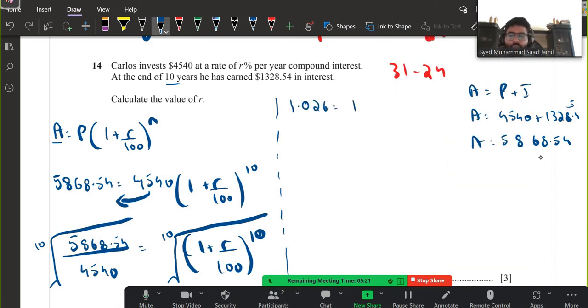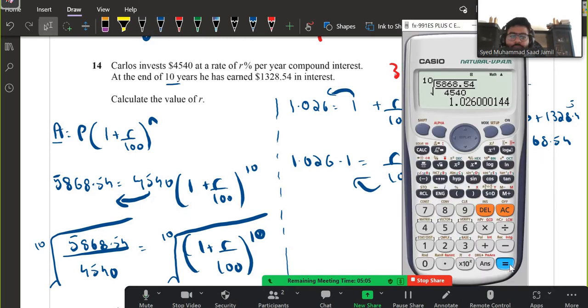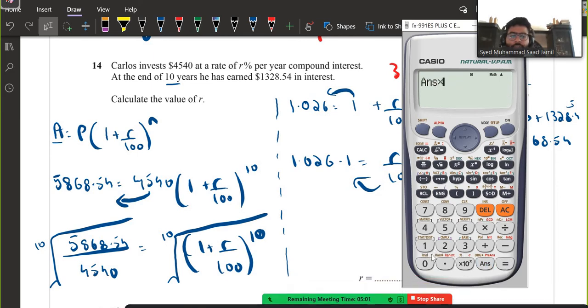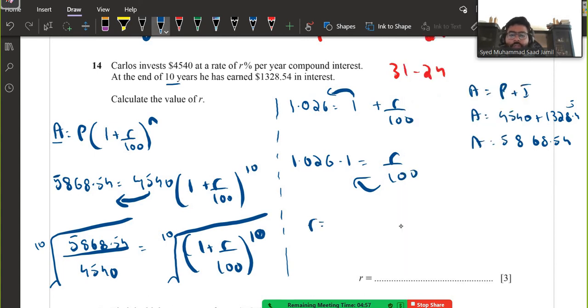1.026 equals 1 plus R upon 100. This 1 will go over there and it will be subtracted. Minus 1 equals R upon 100. Whatever the answer will be, it will be multiplied with 100. So answer minus 1, multiply this whole thing by 100. So the rate of interest R is equal to 2.6%.